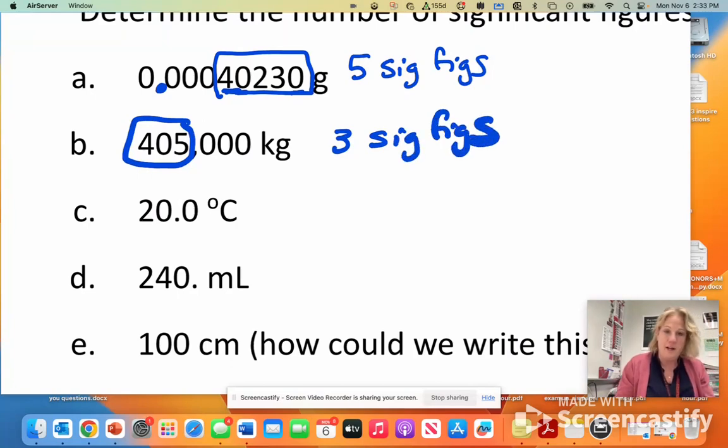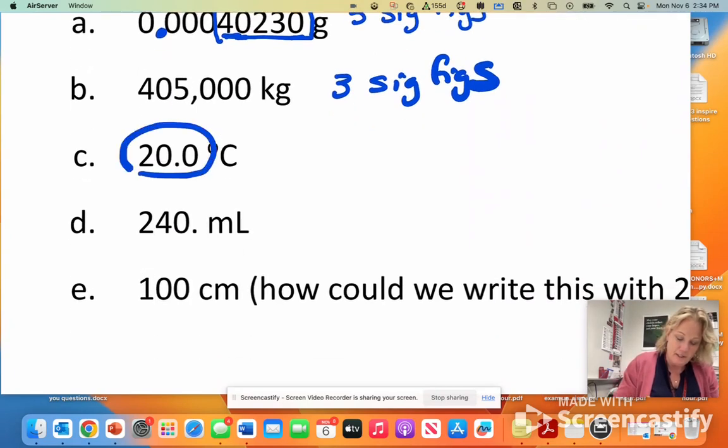The other 3 are not because there's no decimal present. It was a comma. I don't know if you saw that, but if it were a decimal, then everything would have been significant. This one, all 3 are significant. This 0 counts because it's after a decimal and a number. The 2 counts, so therefore the 0 in the middle counts. So this has 3 sig figs.